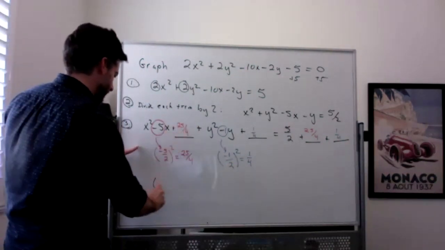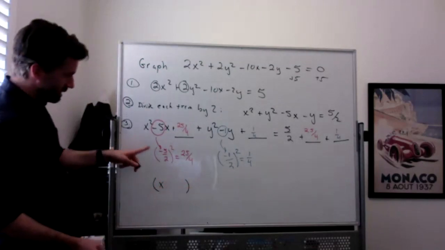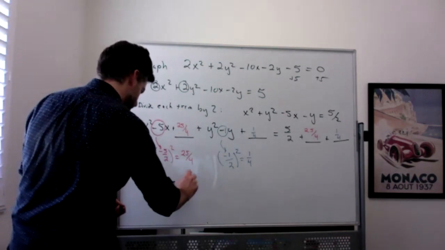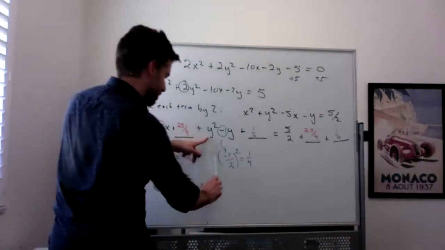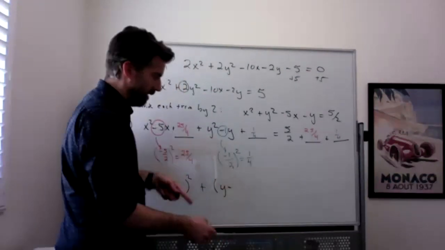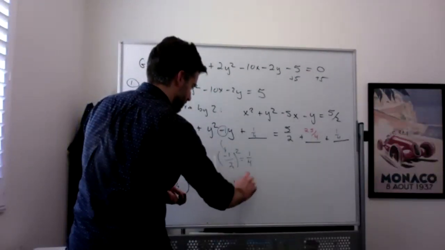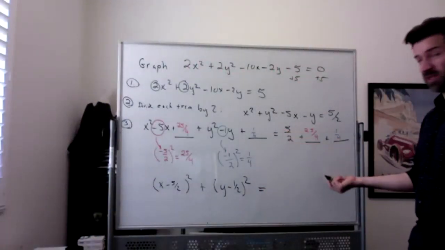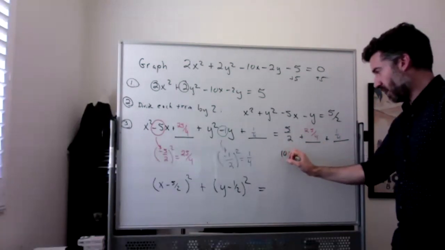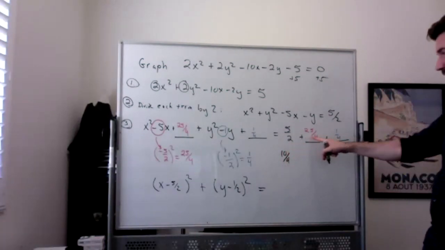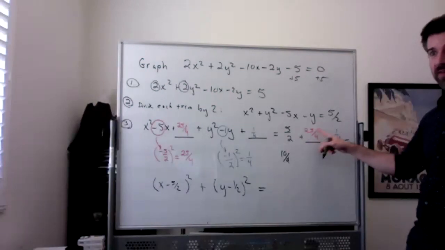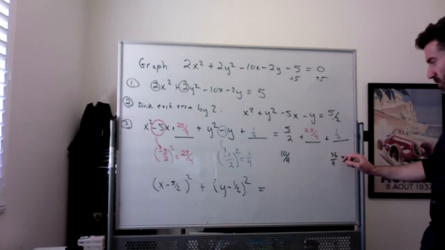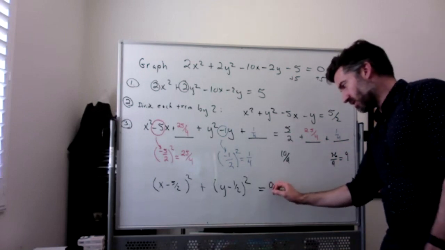So, simplifying things, this is going to factor as x plus negative 5 halves, or just x minus 5 halves, squared. This is going to be y plus negative 1/2, or minus 1/2, squared. And on the right hand side, I'm going to get a common denominator of 4. So this is going to be 10 fourths plus 25 fourths plus 1/4. Let's see, 10 plus 25 is 35, plus 1 is 36. So that's going to be 36 fourths. 36 divided by 4 is 9. So this is just 9 over here.